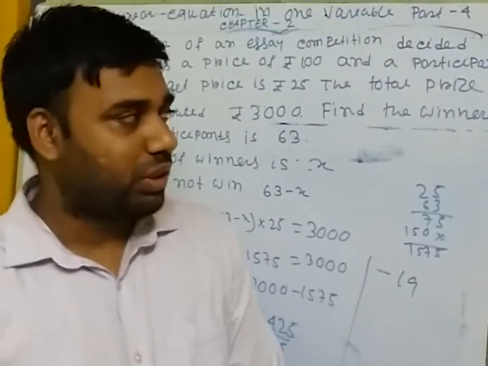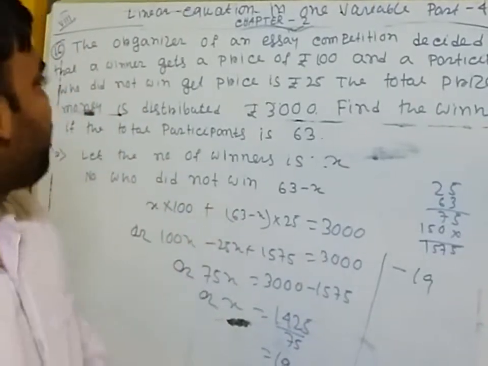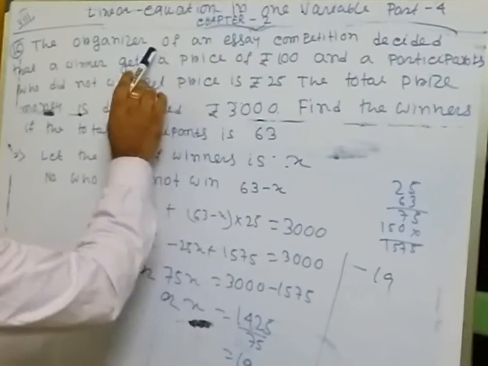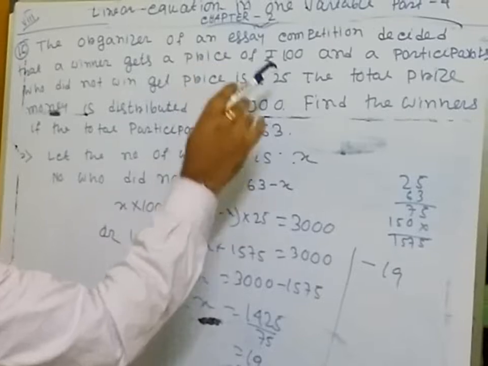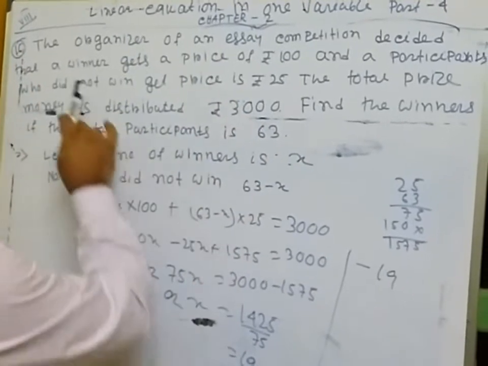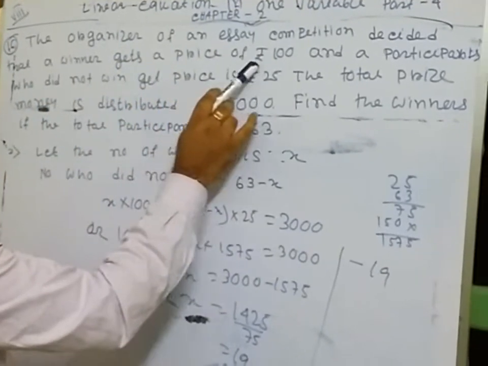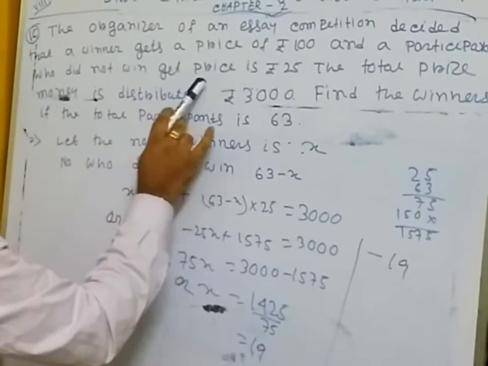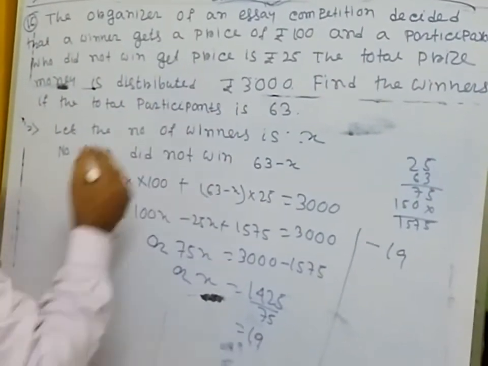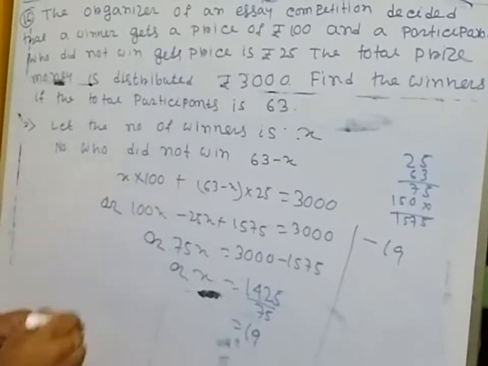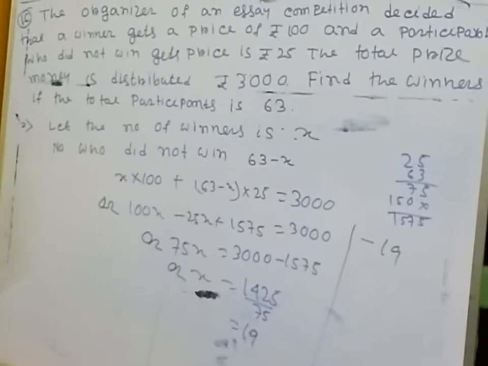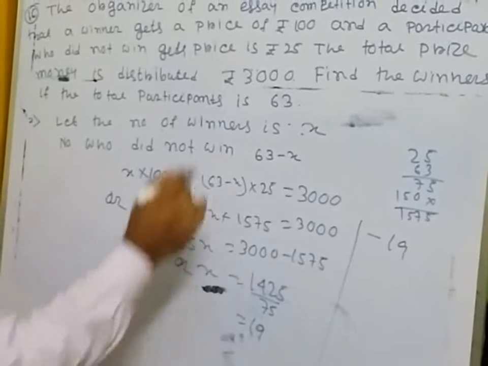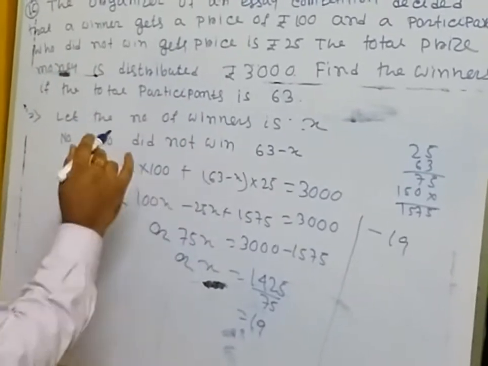Okay, in the next question, that is question number 16. The organizer of an essay competition decided that a winner gets a prize of rupees 100 and a participant who did not win gets rupees 25. The total money distributed is rupees 3000. Find the number of winners.